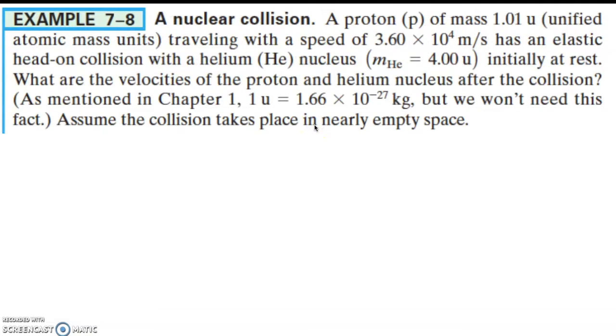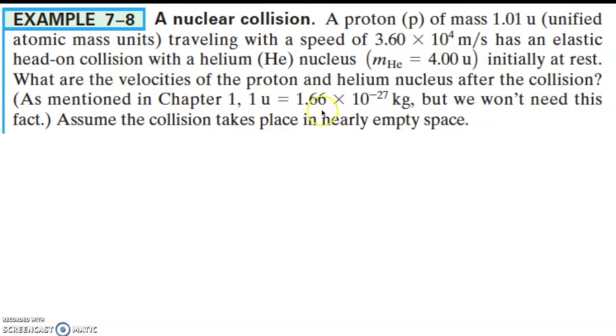Next example is a nuclear collision. We've got a proton of mass 1.01 U, which is atomic mass units, traveling with a speed of 3.6 times 10 to the 4th meters per second, has an elastic head-on collision with a helium nucleus. The mass of the helium nucleus is 4 unified atomic mass units, and it's initially at rest. What are the velocities of the proton and helium nucleus after the collision?